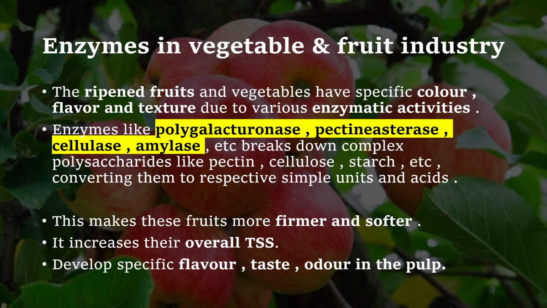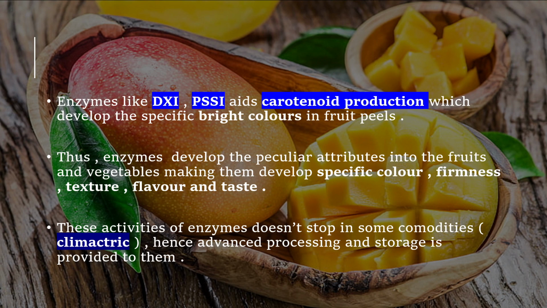आपने देखा वो कच्चे होते हैं तो बहुत hard होते हैं. But by the enzymatic action, they become very pulpy, very soft. The TSS or the total soluble solid content is increased. Flavor, taste, and odor is developed in the pulp, which is very much appealing. Other than this, some enzymes like DXS, TSI help in carotenoid production, which gives a specific bright color to the fruit. Thus, enzymes develop the peculiar attributes into the fruits and vegetables, making them develop specific color, firmness, texture, flavor, and taste.